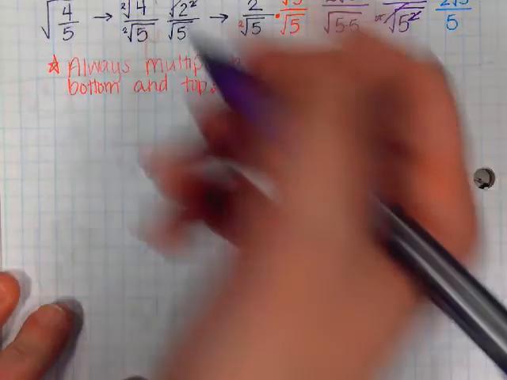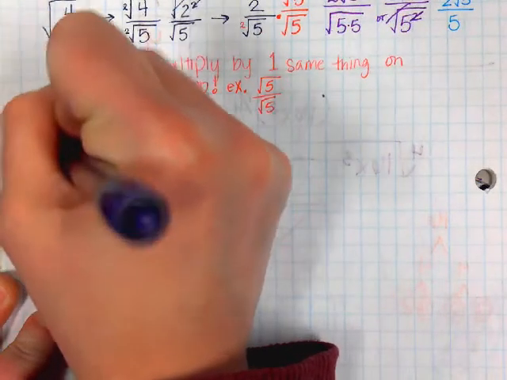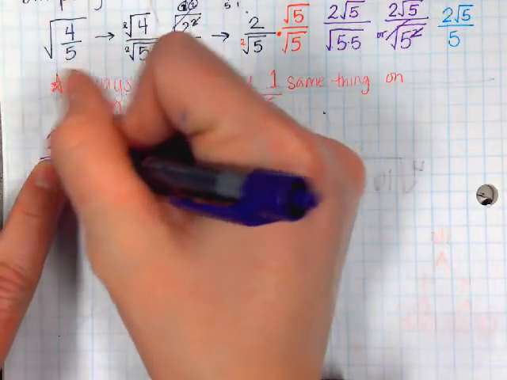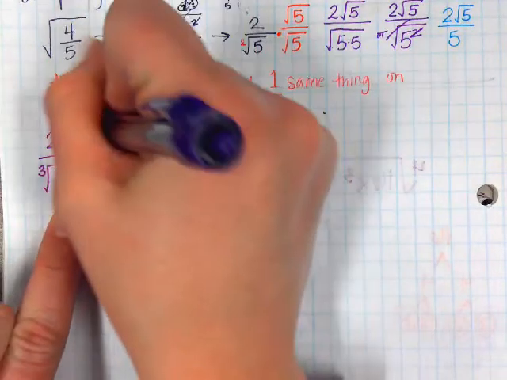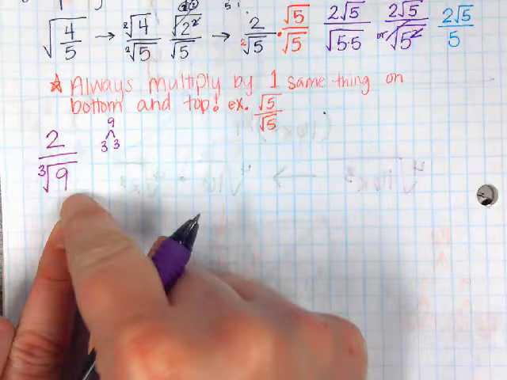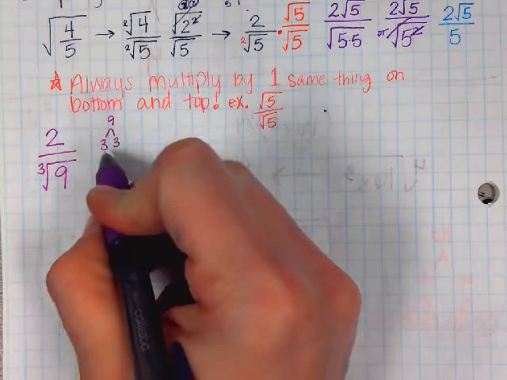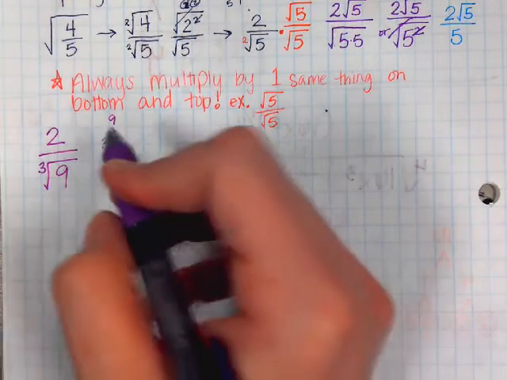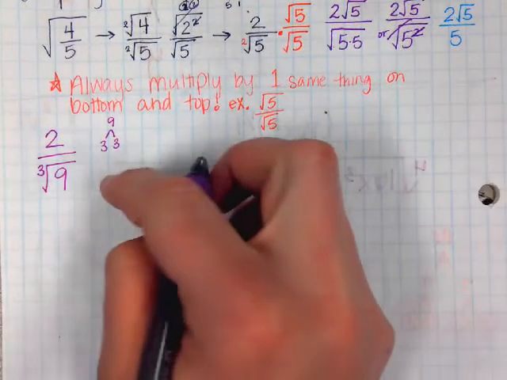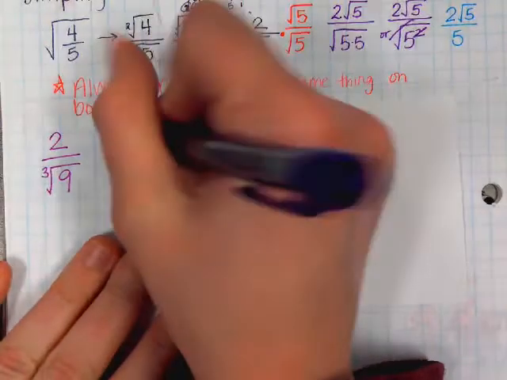Okay, next example. Let's do 2 over the cube root of 9. So there is no simplifying I can do up here. 9, if you think about it, is 3 times 3. Well, that is not a perfect cube, so you are going to have to rationalize the denominator.